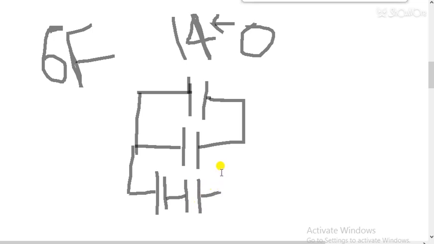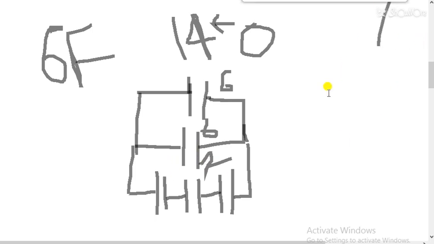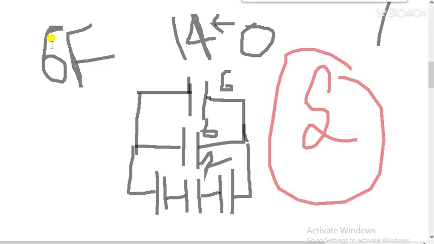In some questions it will seem difficult, but in some questions it will be easy. Like this is 6, this is 6, and from these three we will get 2. So 6 and 6 is 12, 12 and 2 is 14. So 1, 2, 3, 4, 5: 5 capacitors are required in this case when I have a 6 farad capacitor and I have to obtain 14 farad capacitance. So I hope this is clear.